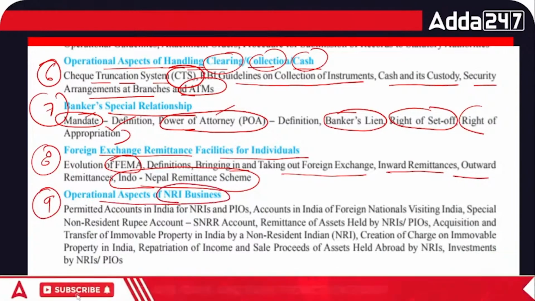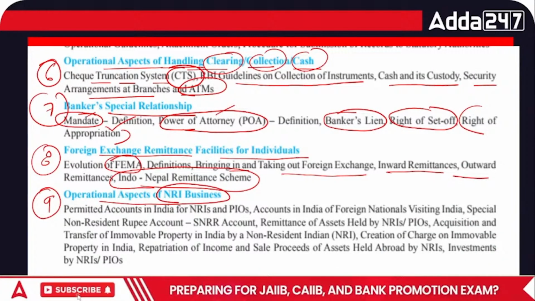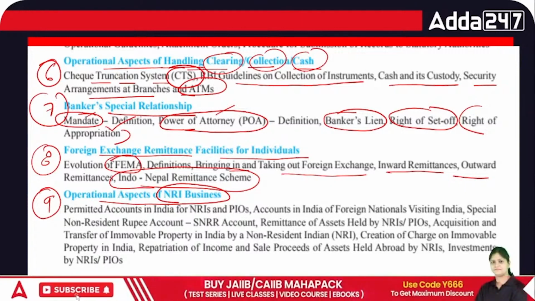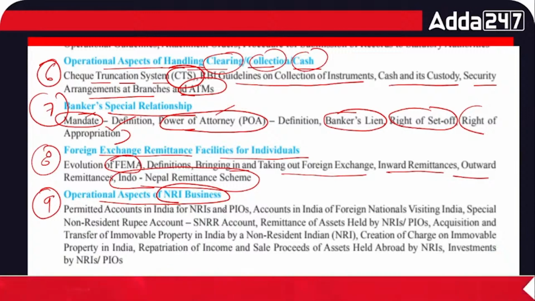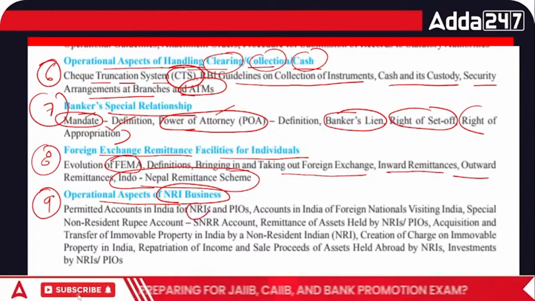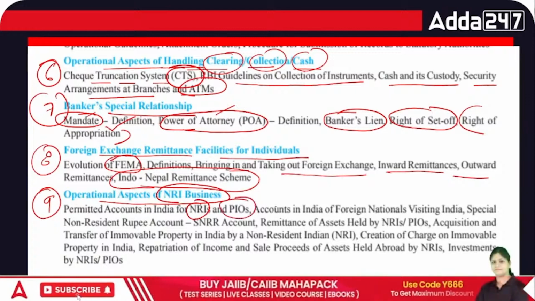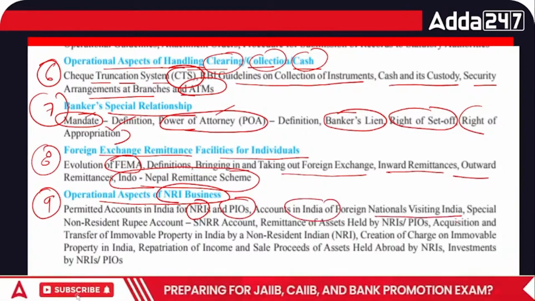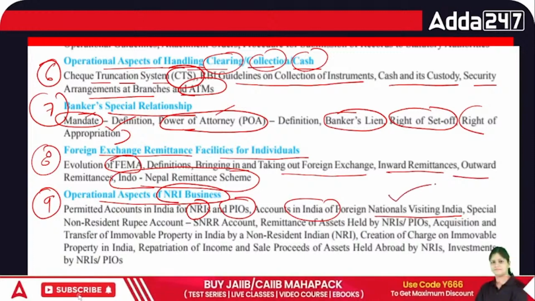So what is the NRI account, what is the NRO account, and what is the difference between these accounts? This we are going to cover in this chapter. What is the meaning of NRI and what is the meaning of Person of Indian Origin, that is PIO? Then the account in India of a foreign national visiting India: if they are visiting for a limited time period, then how we can open their account.